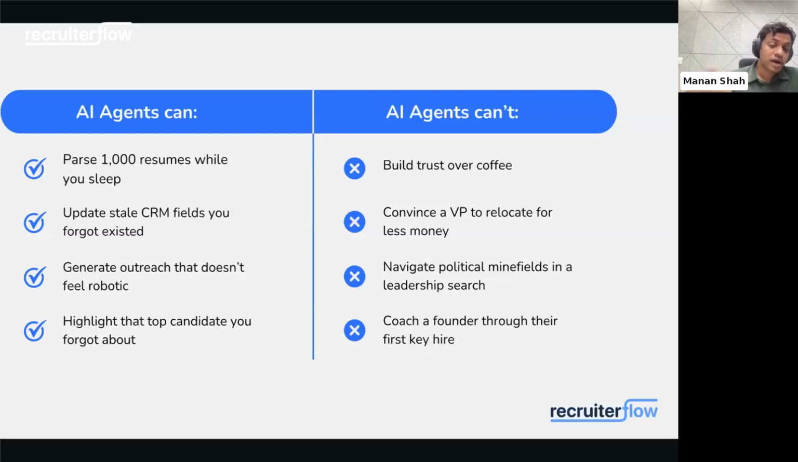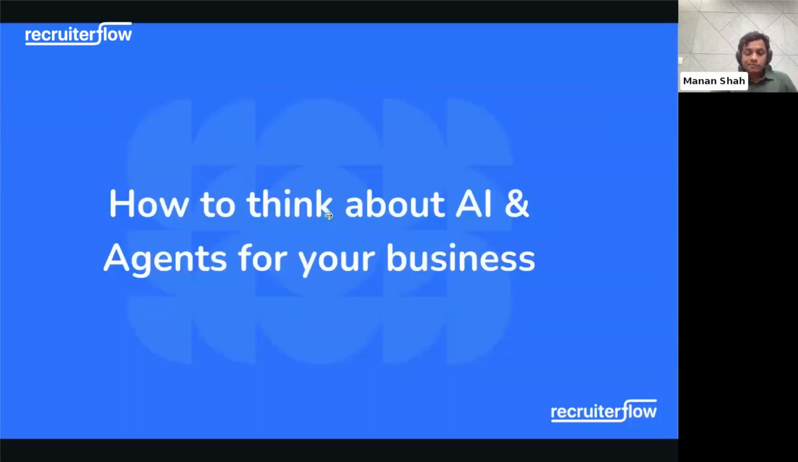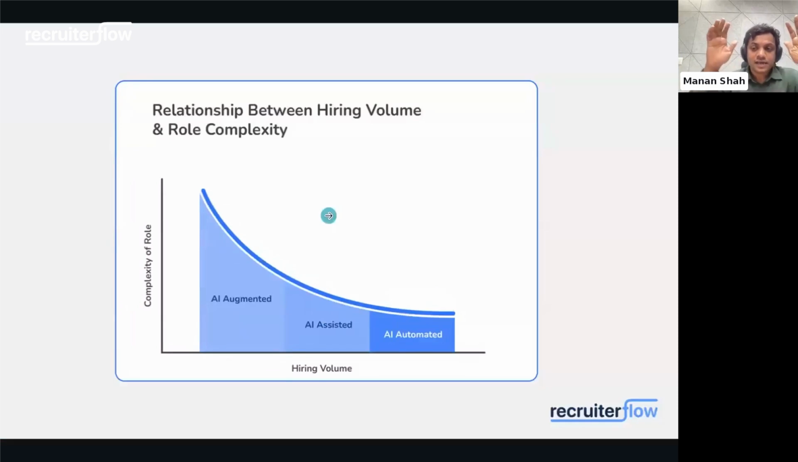that recruiters do every day. Now, I want to talk about how to think about AI agents in your business. At the very beginning of this meeting, I said that not all recruiting businesses are created equal. And the right way of thinking about it is, where do you lie on this spectrum? There's a very simple rule: as the complexity of the role increases, the number of candidates that you need to process decreases.